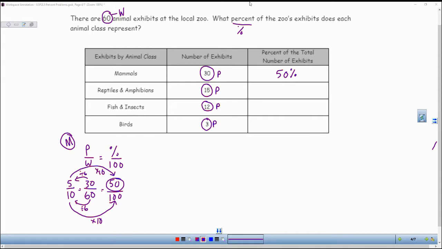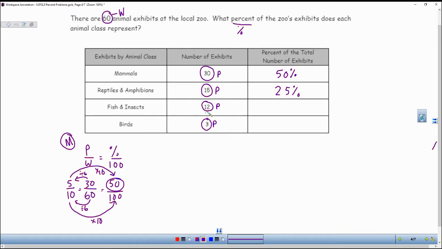All right. So 50%, or 50 out of 100, which is a percent, is what percent of the exhibits are mammals at the zoo. Now, if you take a look at these numbers, there's half as many reptiles and amphibians. So it went from 30 mammal exhibits to 15 reptiles and amphibians. Well, the percent would also be cut in half as well. So what's half of 50? That would be 25%. Okay? So sometimes if you have a percentage, you can use it to help you find other percentages or even other parts or other wholes.